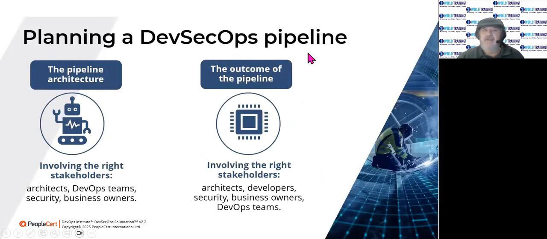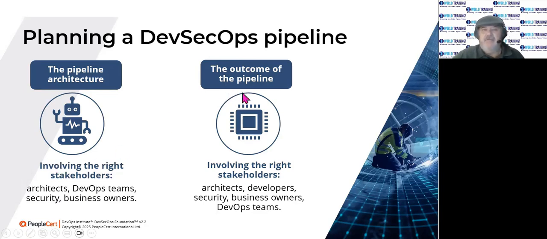Planning is something needed. You don't just run off and build a pipeline without properly deciding what you're going to do and having an architecture. Make sure that you have experienced people building your pipeline architecture, as well as some stakeholders, including security and business owners. You want to make sure that everybody's expectations are built into the pipeline.